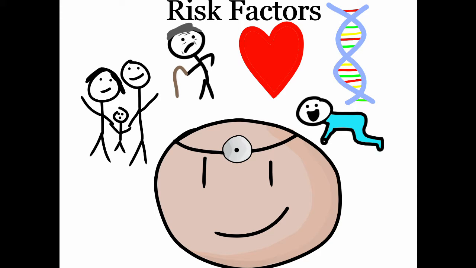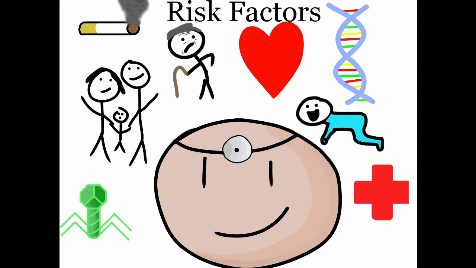Genetic and congenital diseases like Marfan and Ehlers-Danlos syndrome weaken the connective tissues. This puts you at a disadvantage because your arteries are already weakened. Other factors include injury, infection, and smoking.